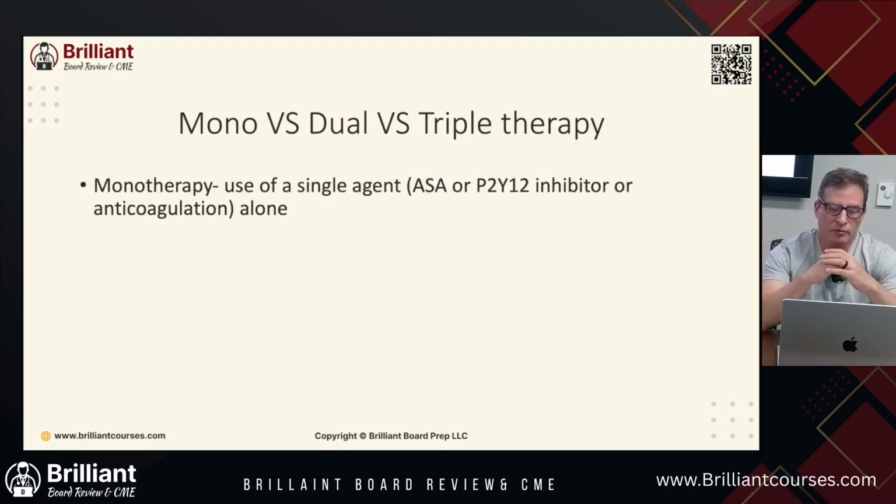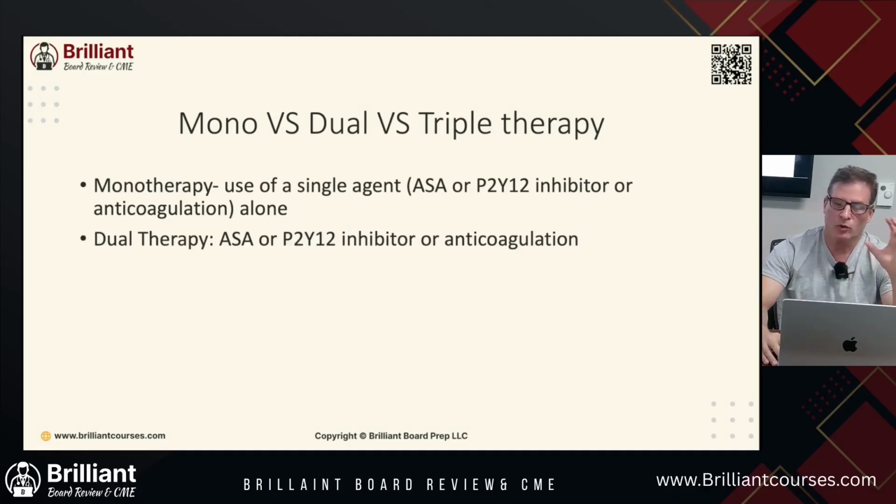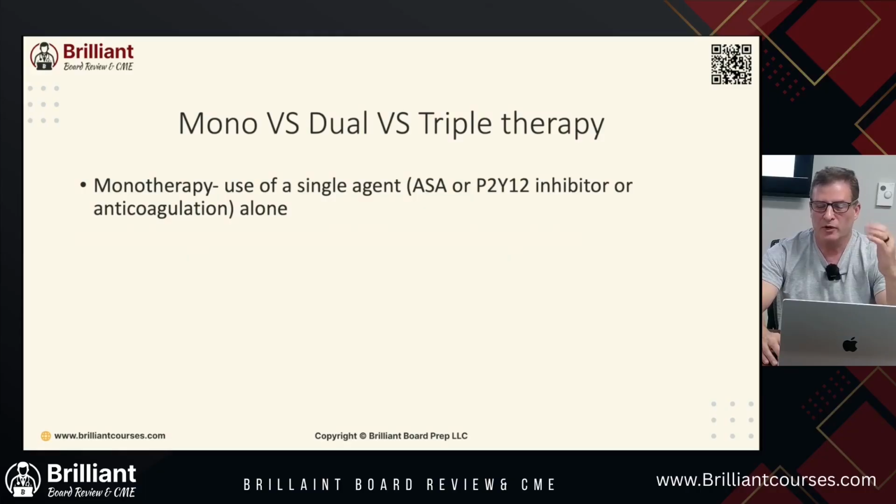So monotherapy, use of a single agent, is either going to be aspirin, a P2Y12 inhibitor, or anticoagulation alone. In anticoagulation, what are we talking about? We already talked about aspirin, acetylsalicylic acid. We know about the P2Y12 inhibitors. The main ones are clopidogrel, ticagrelor, and prasugrel. And then anticoagulation: mainly it's going to be our DOACs, and we'll talk about those, and our Coumadin.